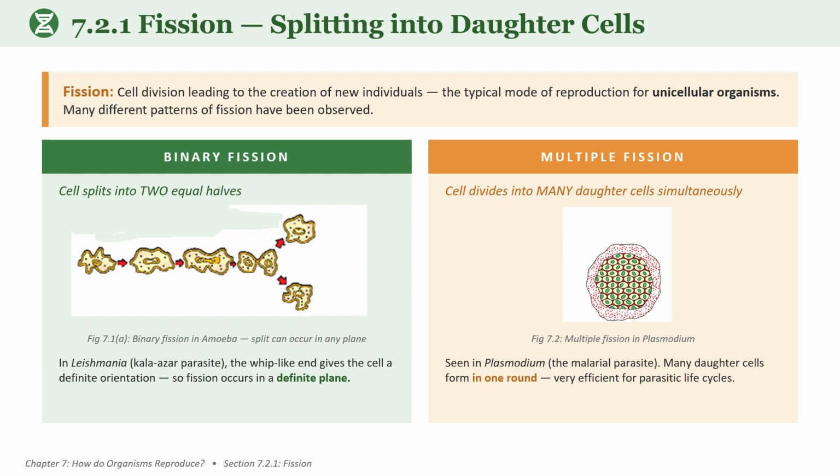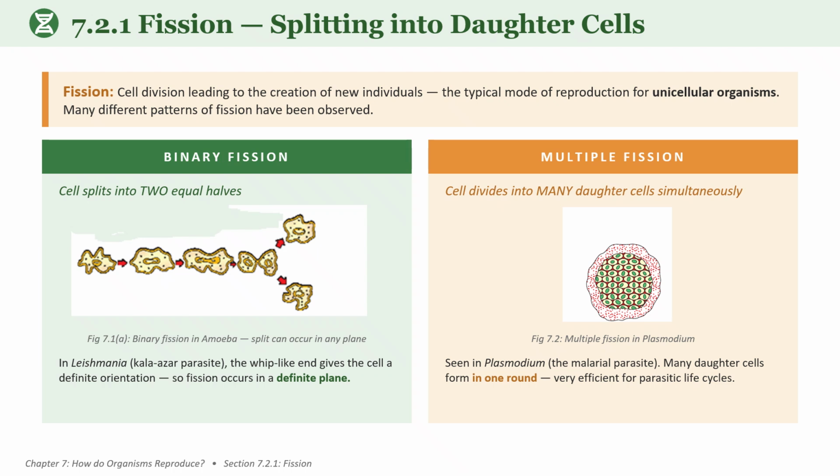In this again we have two types. One is the binary fission and another one is the multiple fission. Let's talk about the binary fission. In binary fission, one parent cell divides into two daughter cells, that is two equal daughter cells. The nucleus first divides, then the cytoplasm divides, then two individuals are formed. Examples we can tell are amoeba, paramecium, leishmania.